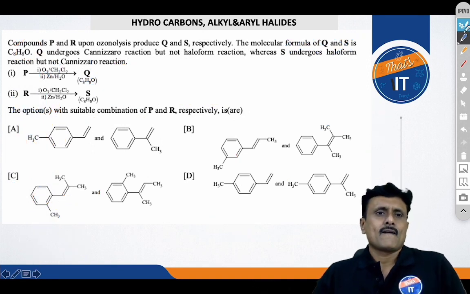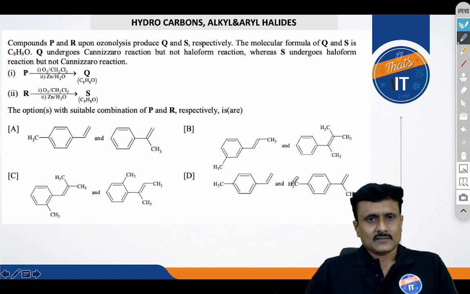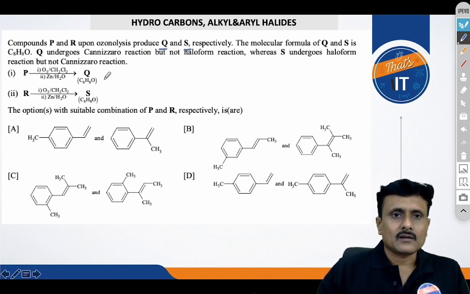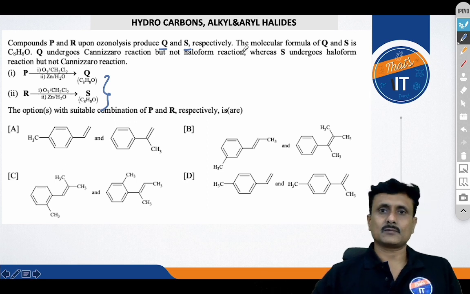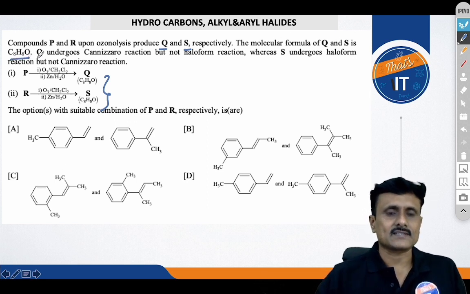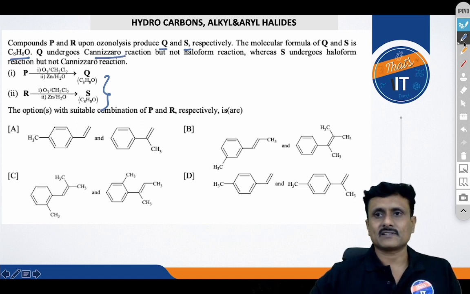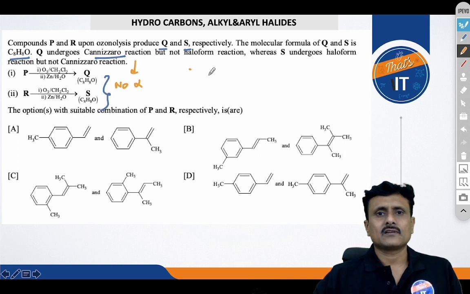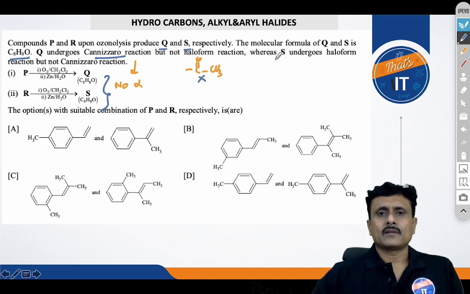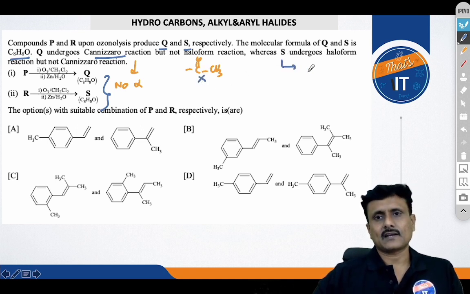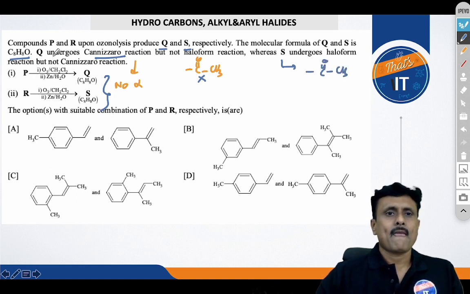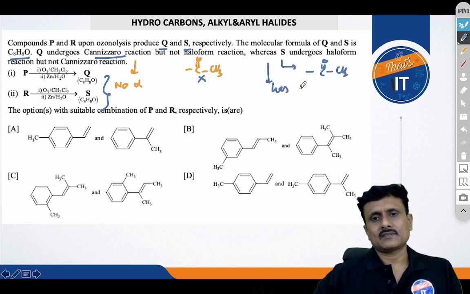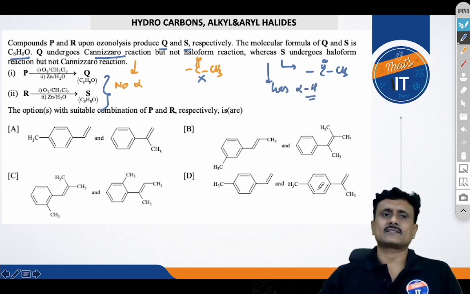Move on, isn't it? You can see compound P and R upon ozonolysis produces Q and S. The beauty is that the molecular formula of both the compounds is the same. The molecular formula of Q and S are C8H8O. Q undergoes Cannizzaro reaction. That means it has no alpha hydrogen. It undergoes Cannizzaro but not haloform. That means it doesn't have the COCH3 group. Meanwhile, S undergoes haloform. That means S has that COCH3 group, but does not undergo Cannizzaro. That means it has alpha hydrogen. There is no Cannizzaro reaction for S.